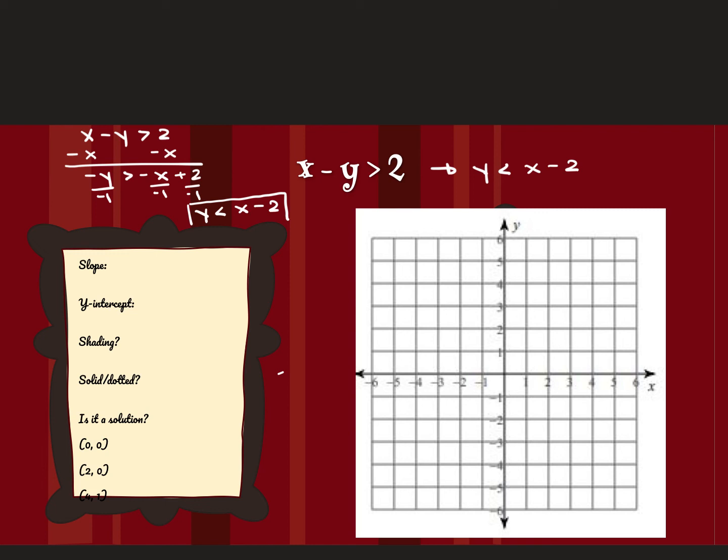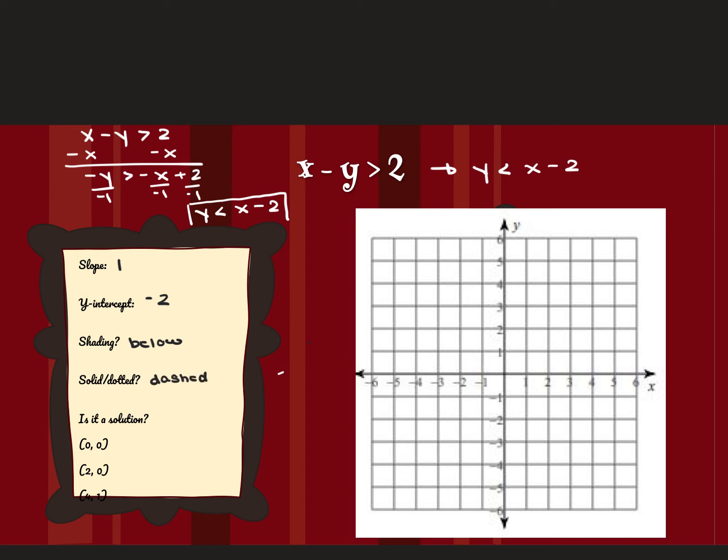All right. So now let's identify those key pieces. My slope is 1. My y-intercept is negative 2. Since y is less than, we'll be shading below. Will we use a solid or a dashed line? We will use a dashed line.